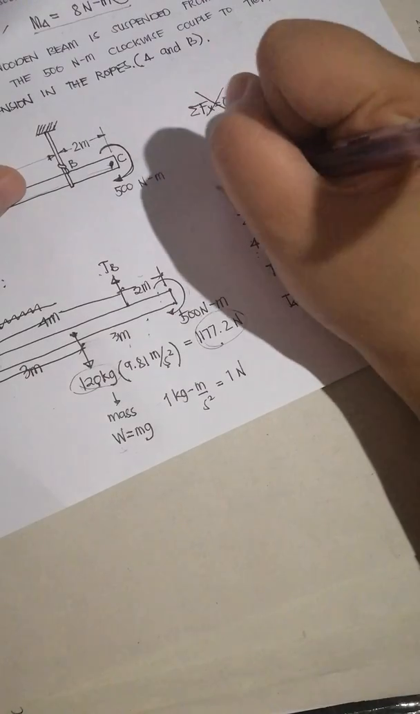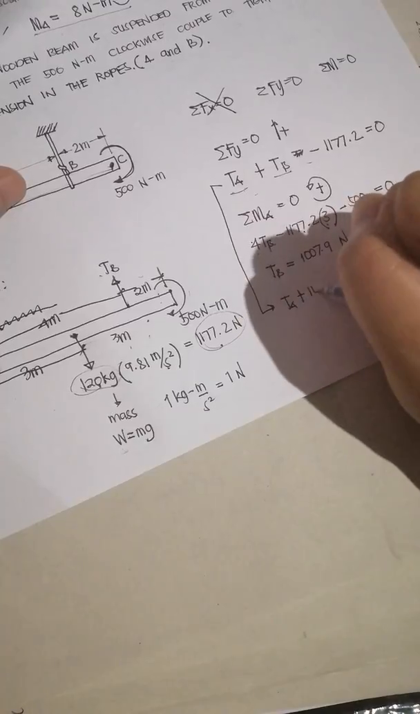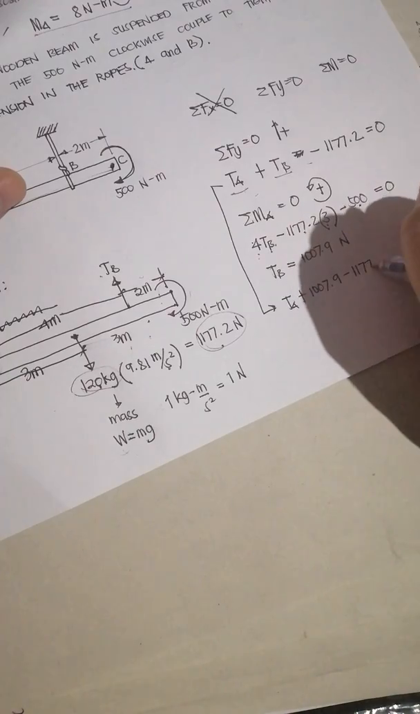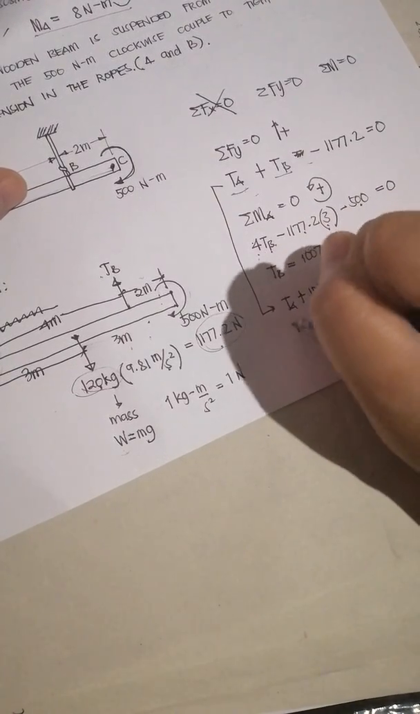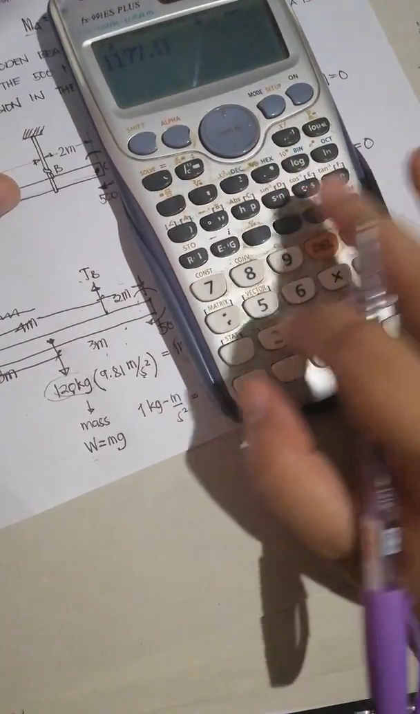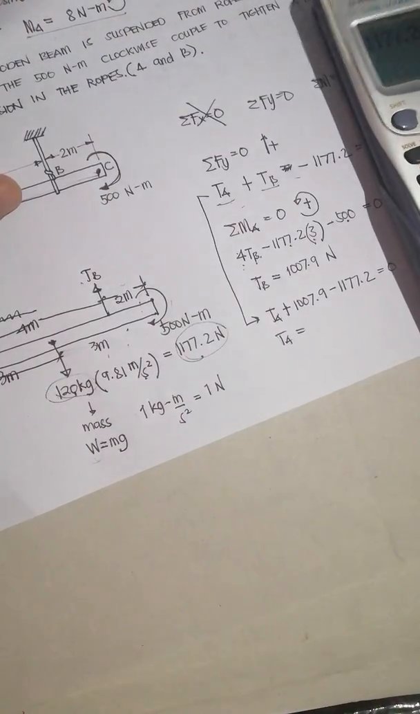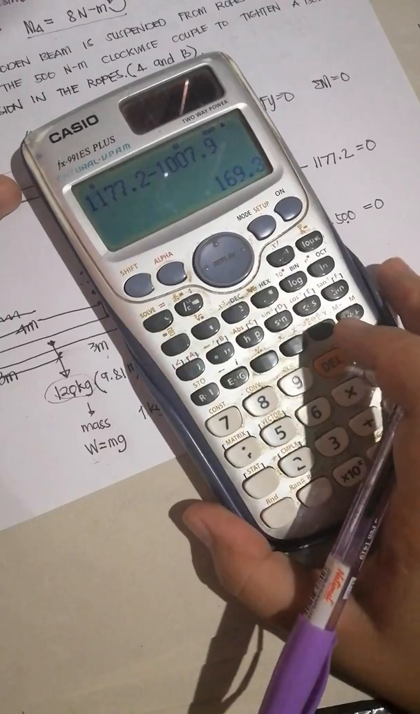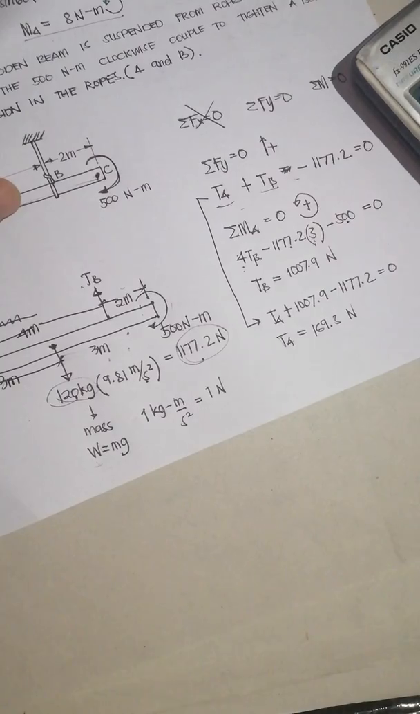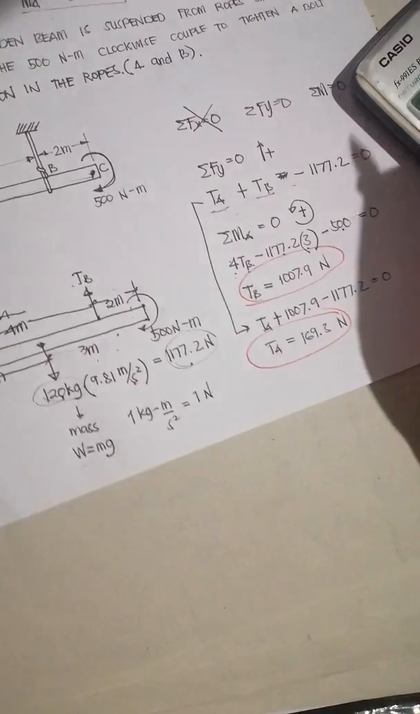For TA, you could use this equation. We have TA plus TB, and we know that TB is 1007.9, minus 1177.2 equals 0. So TA is equal to 1177.2 minus 1007.9, that is 169.3 newtons. So there you go. These are the tensions on the ropes attached to the beam.